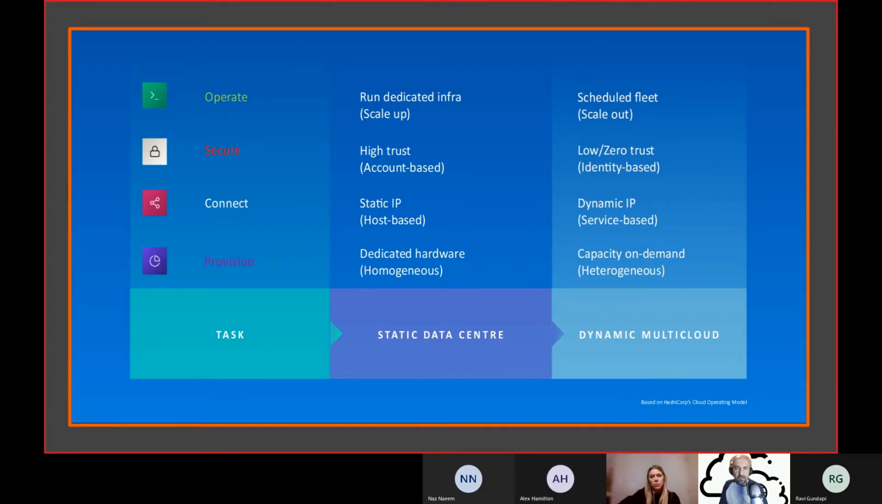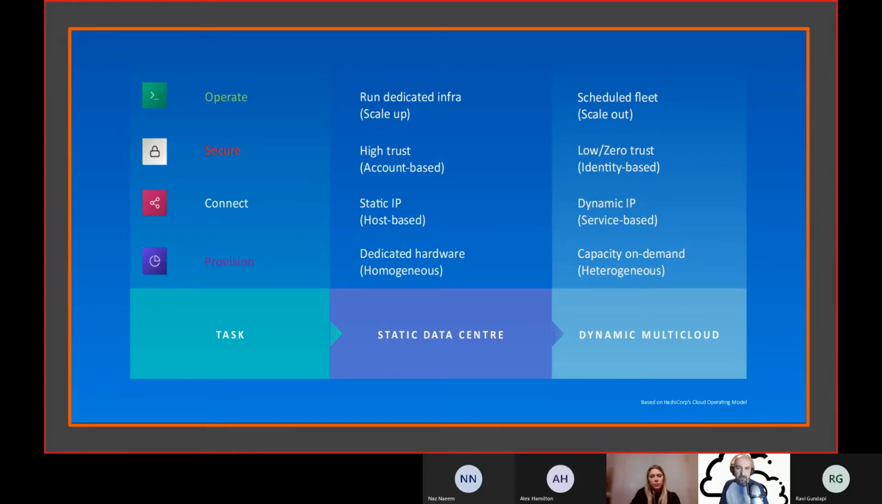And again, when it comes to operation, the data center has dedicated infrastructure, and it's based around a scale-up environment. So if you want to have more storage, you just upgrade your SAN with more disk drives and things like that. Whereas in the cloud, it's really a fleet of scheduled resources that you can provision on demand when you actually need them, and it's based on a scale-out architecture versus a scale-up architecture. So you're not upgrading more of what you've got; you're actually scaling out more of the same services.